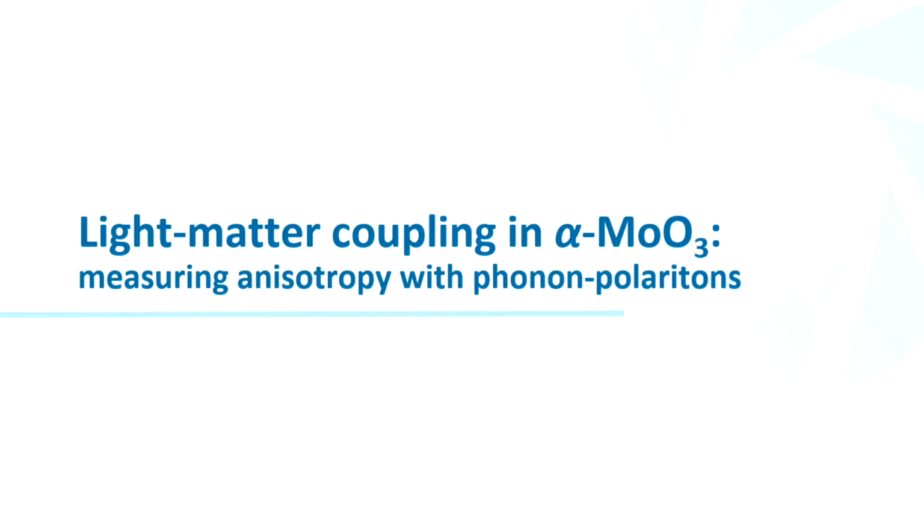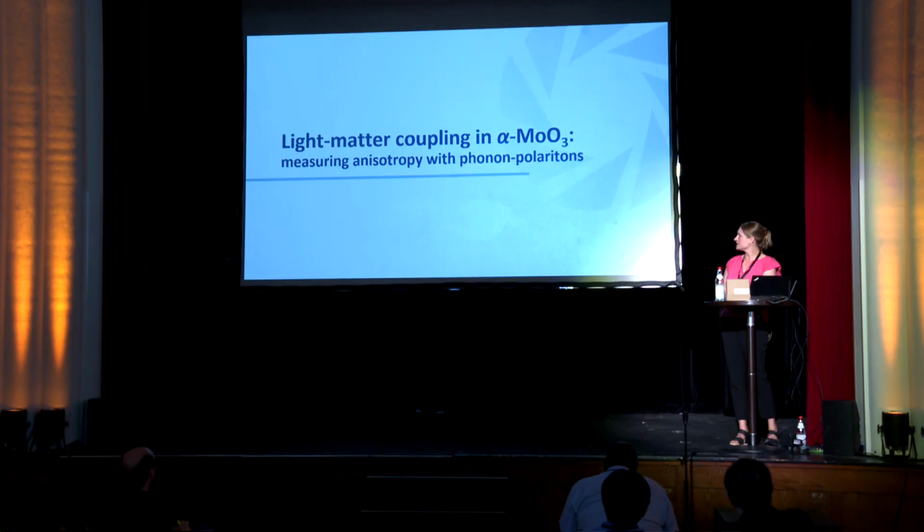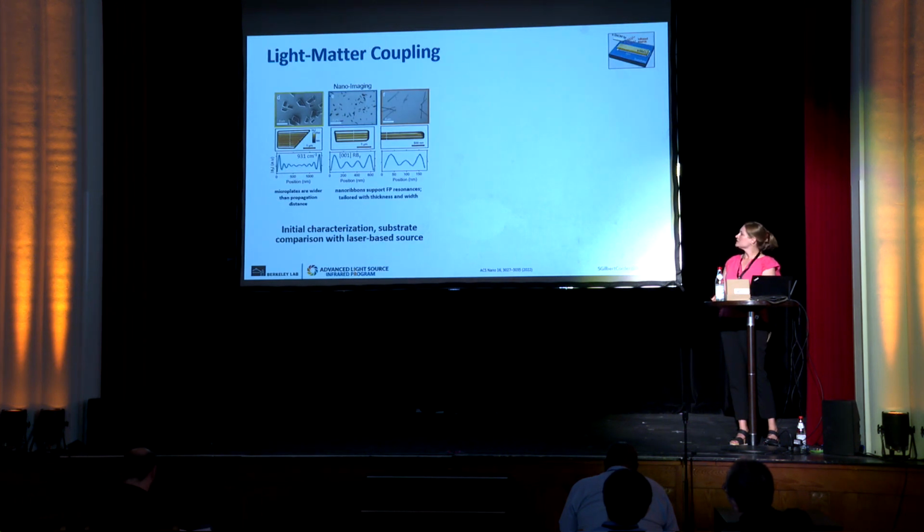And so the final example that I'm going to present today is on the alpha phase of molybdenum trioxide. And so it's just looking at anisotropy through phonon polaritons in this material. So this particular group was really interested in growing very high quality MoO3 materials. They wanted to make really good Fabry-Perot resonators. And so by varying some of the growth parameters, they were able to get different aspect ratios.